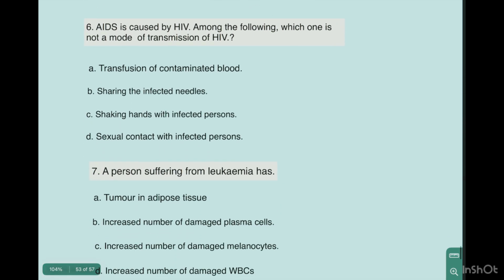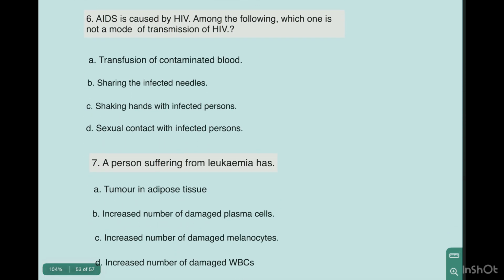Another question, AIDS is caused by HIV. Among the following, which one is not a mode of transmission of HIV? So here the answer is C, shaking hands with an infected person, because HIV does not spread through physical contact or by touch. It is transmitted through transfusion of contaminated blood, sharing infected needles, and sexual contact with infected persons.